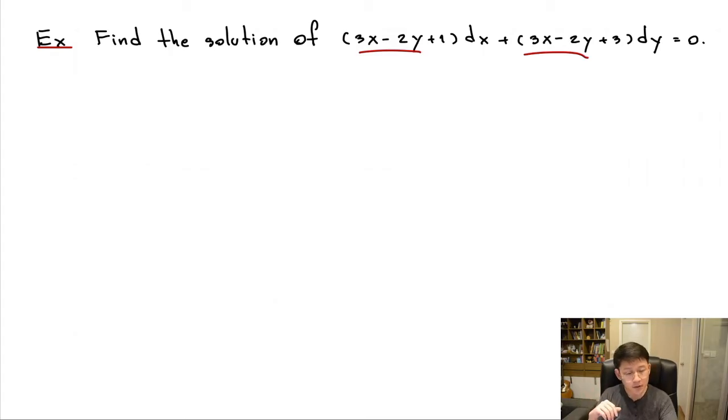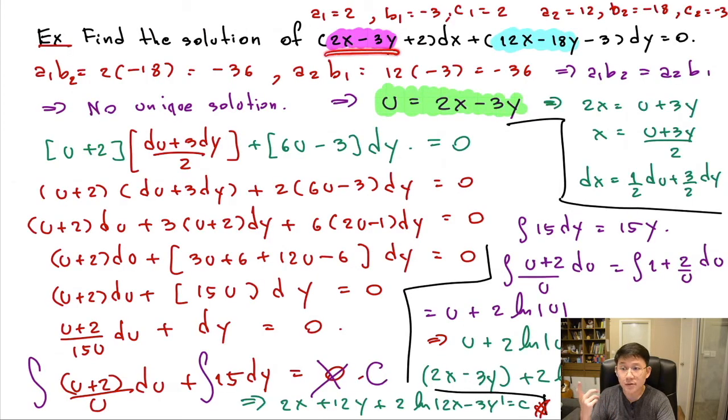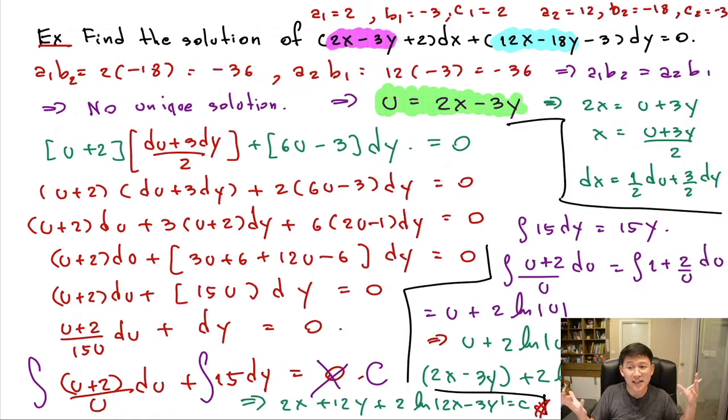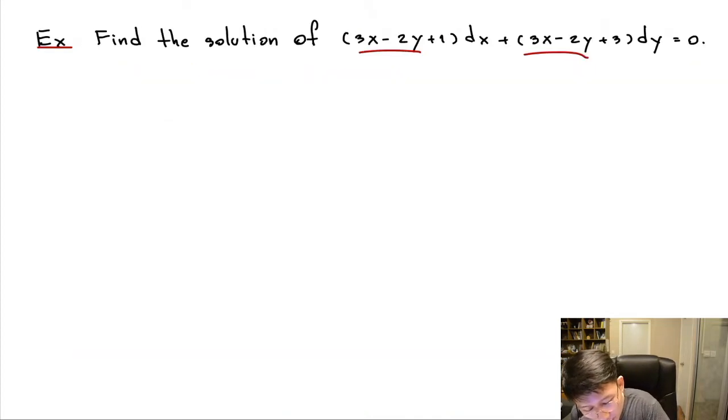And for this problem, you see, it's 2x minus 3y and 12x minus 18y. I know that if I multiply this by 6, I get that. So if I were you, I wouldn't do this as well. It's a waste of time, right? I can just say that because it's 2x minus 3y and the other one is 12x minus 18y, I know that there is no unique solution. Make sense? So here, I'm gonna let u be 3x minus 2y.